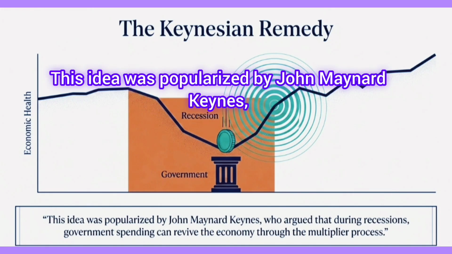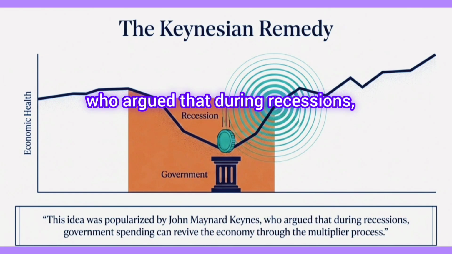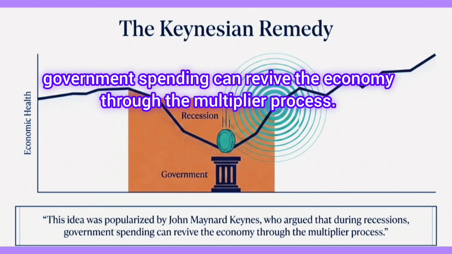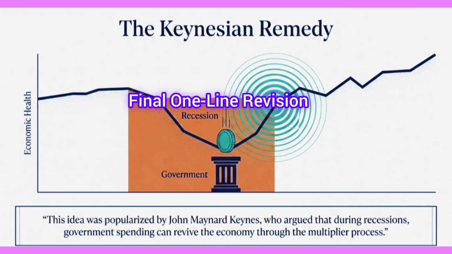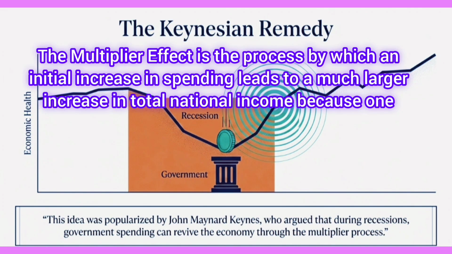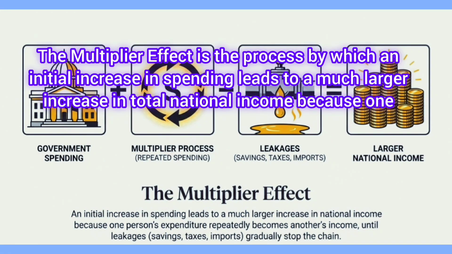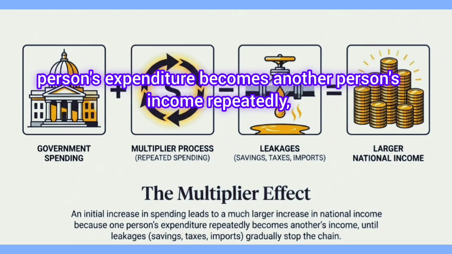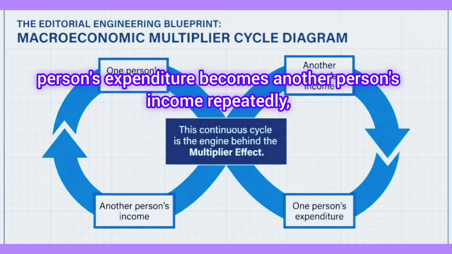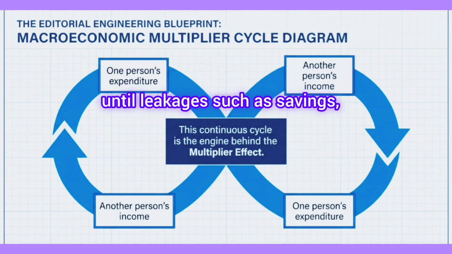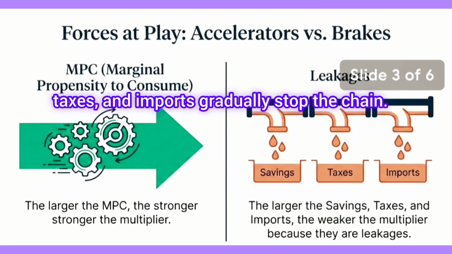This idea was popularized by John Maynard Keynes, who argued that during recessions, government spending can revive the economy through the multiplier process. Final one-line revision. The multiplier effect is the process by which an initial increase in spending leads to a much larger increase in total national income because one person's expenditure becomes another person's income repeatedly, until leakages such as savings, taxes, and imports gradually stop the chain.